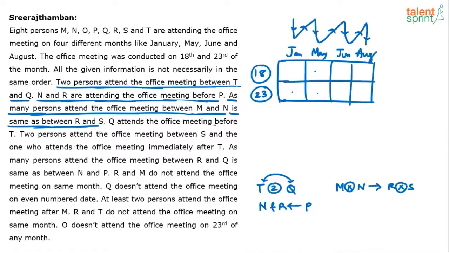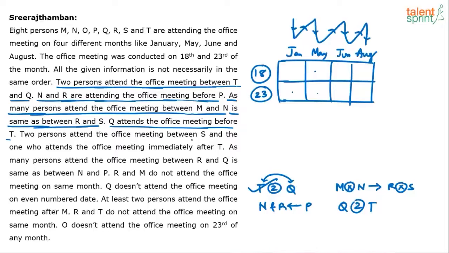Q attends the office meeting before T. Okay, this is interesting. Q attends the office meeting before T. So if Q attends before T, see, we earlier had this confusion, right? Is it T dash dash Q or Q dash dash T? Now we know that Q attends the office meeting before T. So we can very clearly say that it is going to be Q, 2, and then T. I can say this is done because earlier there was a confusion. Is it T dash Q or Q dash T? But now it's very clear. It's Q dash dash T because Q is before T. Q attends the office meeting before T. So this is a very, very important point.